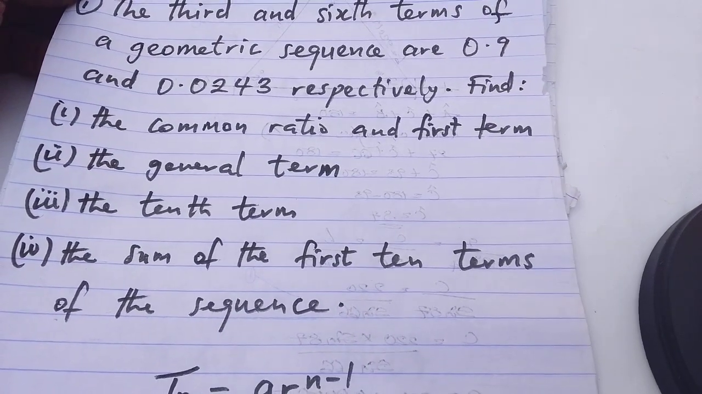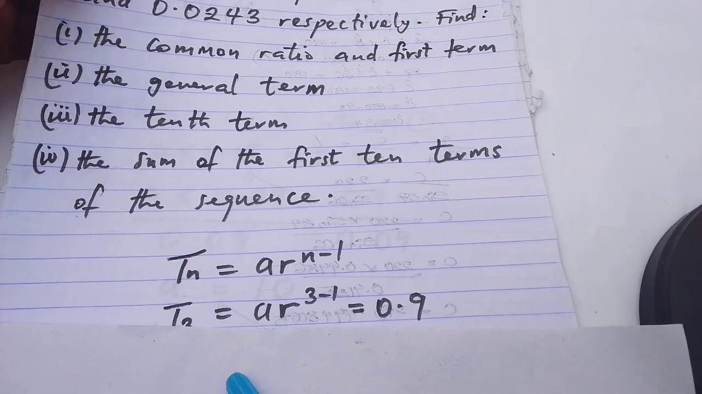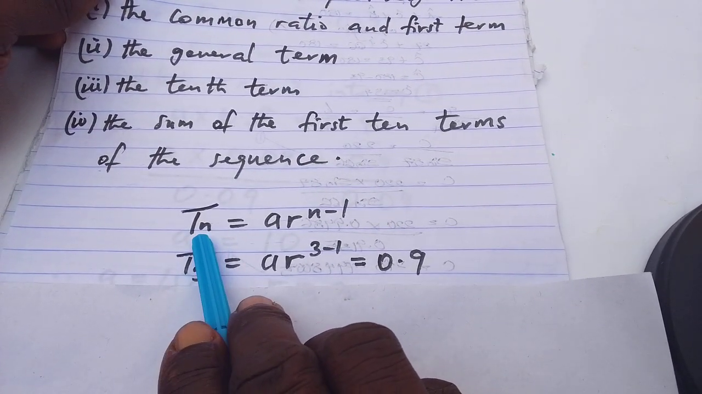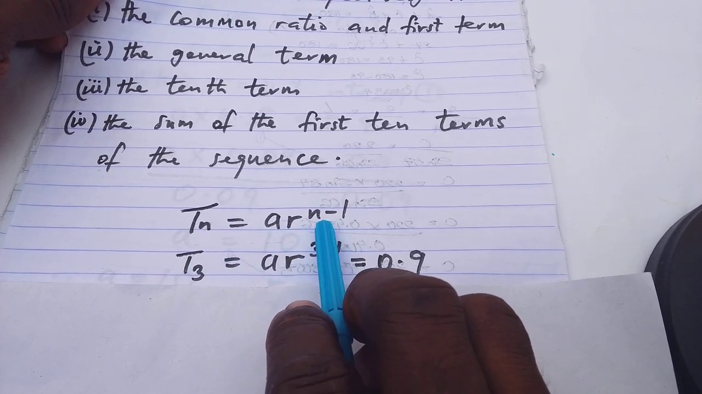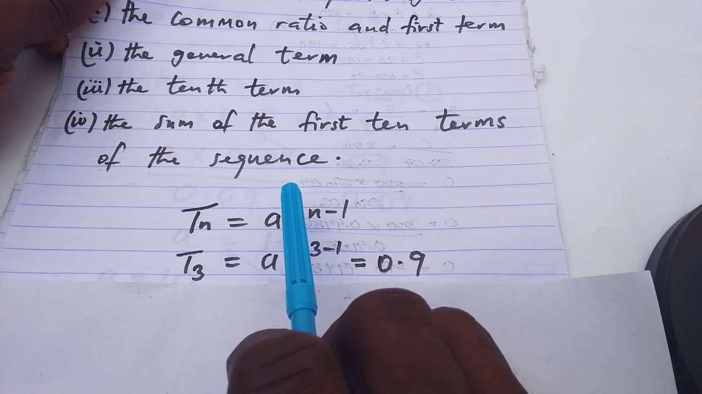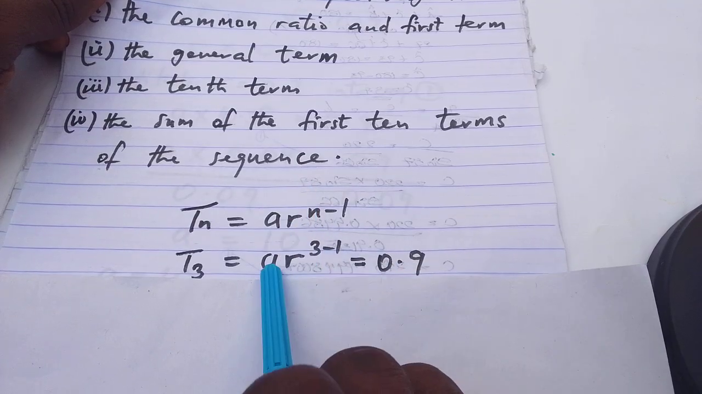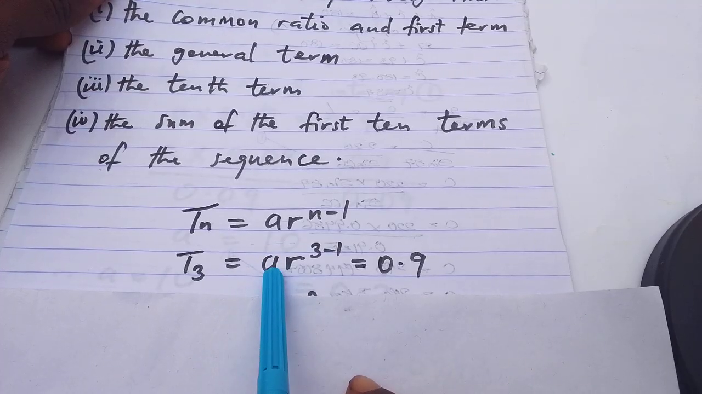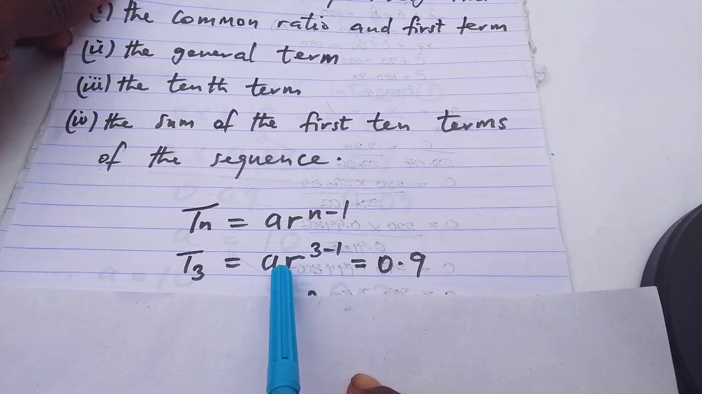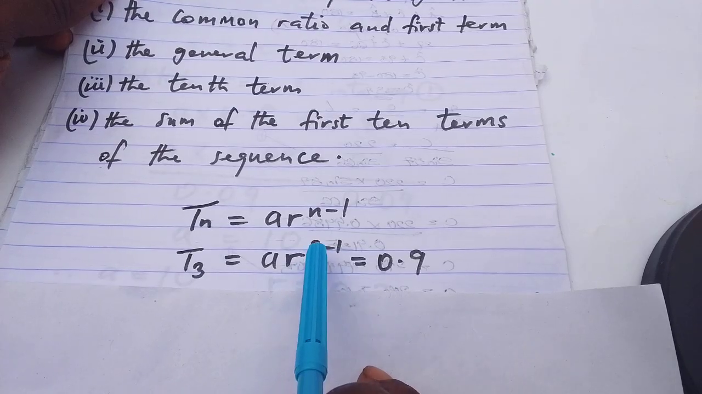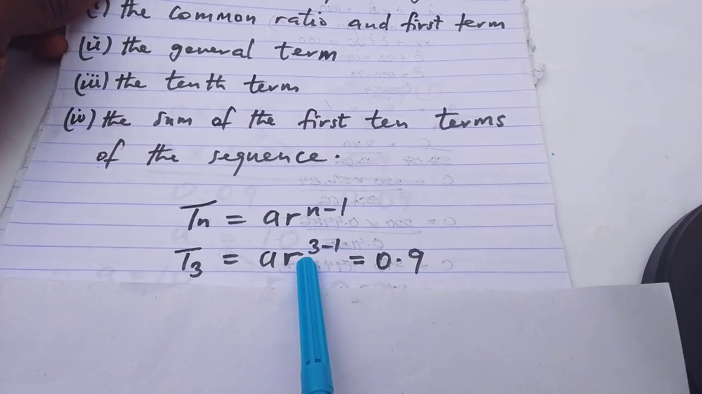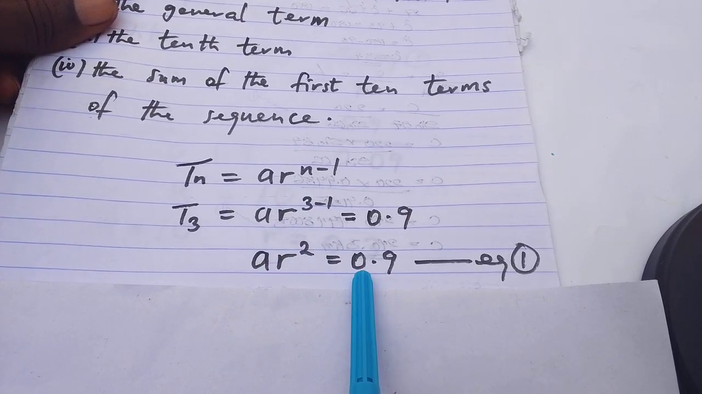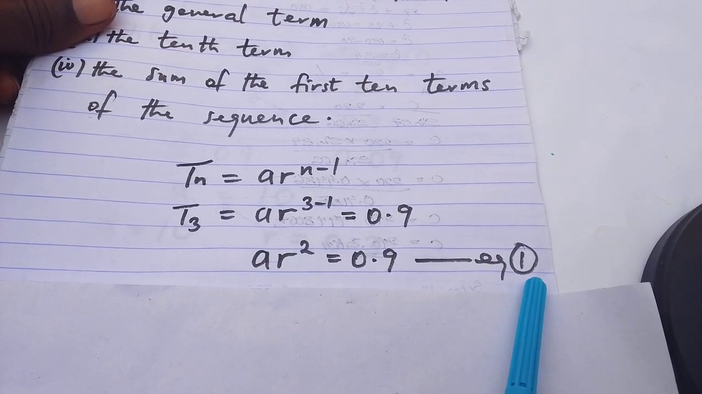So first of all, since we are talking about a geometric progression, we are going to use the formula: the nth term is equal to a r raised to power n minus 1. We are told that the third term is 0.9. So substituting, the first term we don't know, r we don't know, n here will be 3 minus 1, equal to 0.9. So 3 minus 1 will give you 2. ar squared is equal to 0.9. Take this to be your equation 1.